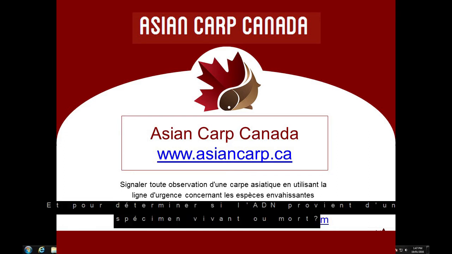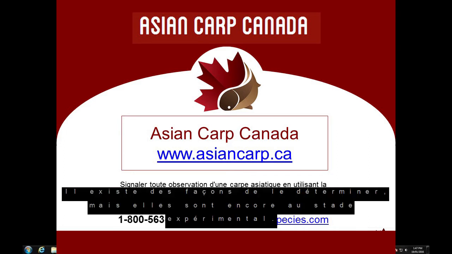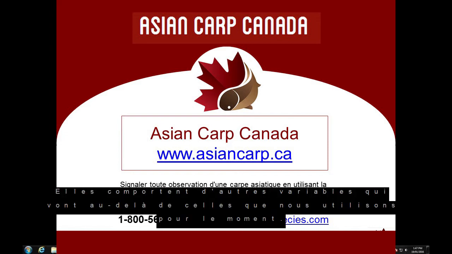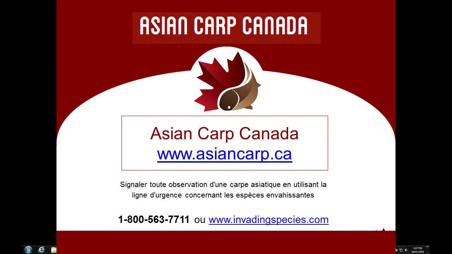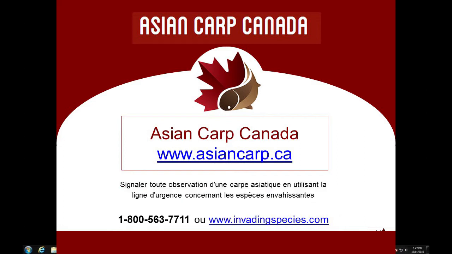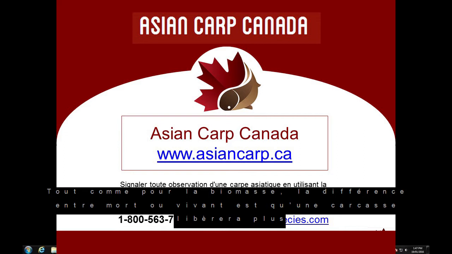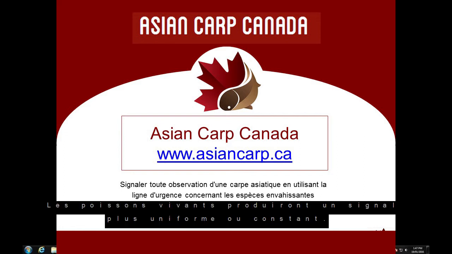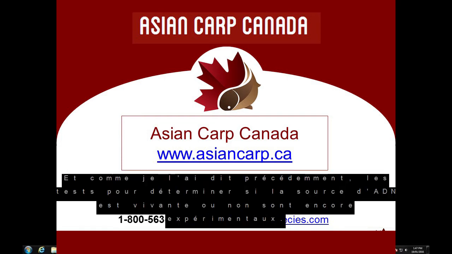And in terms of live or dead, there are ways to test for it. They're still very experimental, and it brings in other variables beyond what we're testing for at the moment. The catch is one dead carcass will be shedding a lot more DNA than several live individuals. So as well as biomass, is it live or is it dead? The difference is dead will shed a lot, and then as it decays, the signal drops. Live fish will be a more consistent or constant signal. And as I said, right now, the tests to tell between the two are still very experimental.